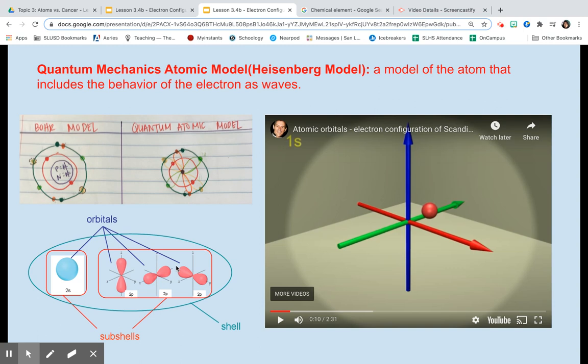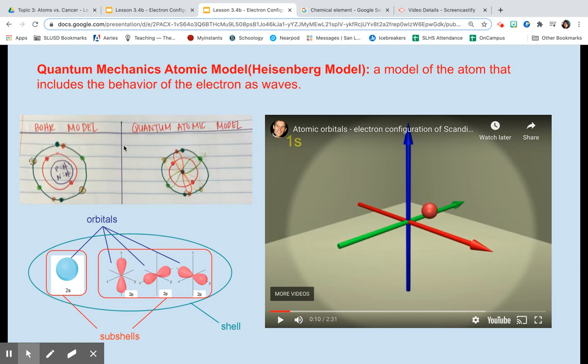Right, welcome to lesson 3.4b. In this video, we're going to talk about the quantum mechanics atomic model, also known as the Heisenberg model. This is currently our most accurate model of the atom, and it includes how the electrons behave in waves. Mainly, what this model shows is how the electrons are moving. And the Bohr model does do that, but not as accurately as the quantum atomic model.